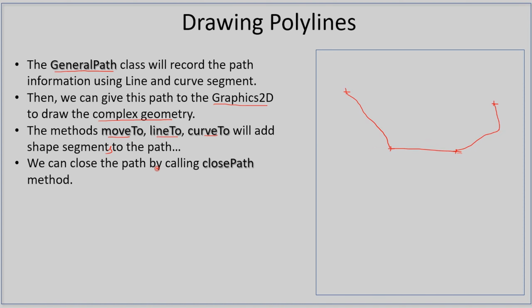We can close the path by calling closePath. So we know that this is the moveTo point, and let's assume this is the end point, and at this location, if you make a call to closePath, it will join the first point with the last point. So it will get closed, thereby you will get a closed region.